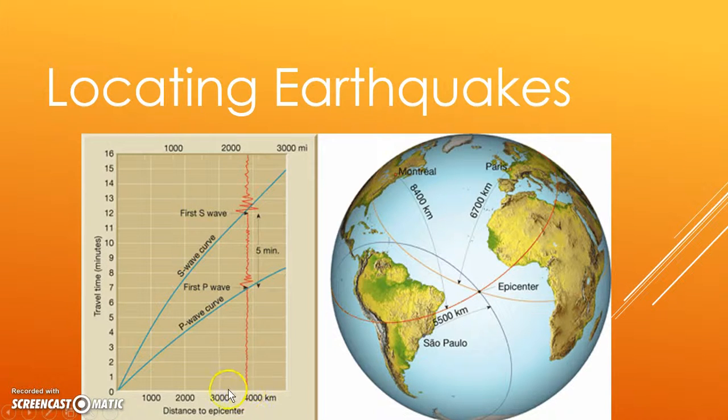So this is about 3,900 kilometers. So if you look here, when we graph that from a central point, let's say from Montreal, it was 5,500 kilometers. From Paris, it was 6,700. And then from Sao Paulo, we have another number. Where those 3 intersect is your epicenter. You have to have at least 3 or more.